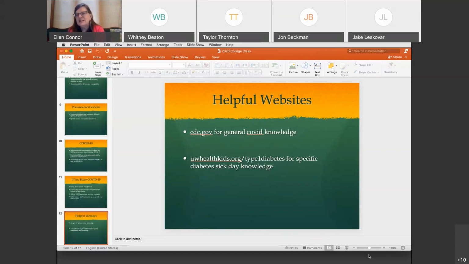Another one that we're kind of fond of is our uwhealthkids.org website, uwhealthkids.org/type 1 diabetes. There are a lot of things in there about technology and about apps for your phone, but there's also a really good section on diabetes sick day knowledge and what you need to be doing.